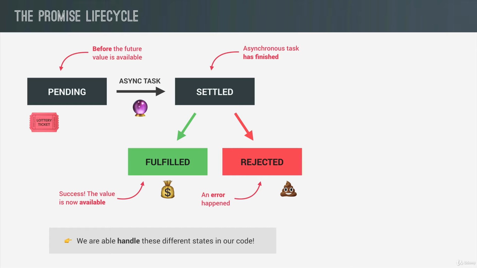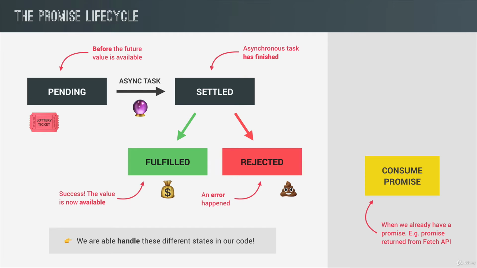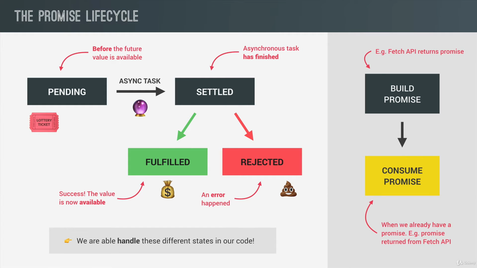Now, these different states that I showed you here are relevant and useful when we use a promise to get a result, which is called to consume a promise. So we consume a promise when we already have a promise. For example, the promise that was returned from the fetch function right at the beginning of this video. Remember? But in order for a promise to exist in the first place, it must first be built, so it must be created. In the case of the fetch API, it's the fetch function that builds the promise and returns it for us to consume. So in this case, we don't have to build the promise ourselves in order to consume it.